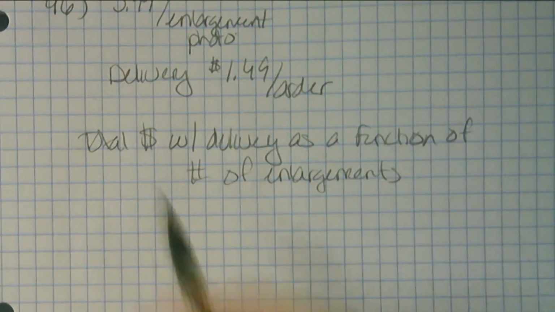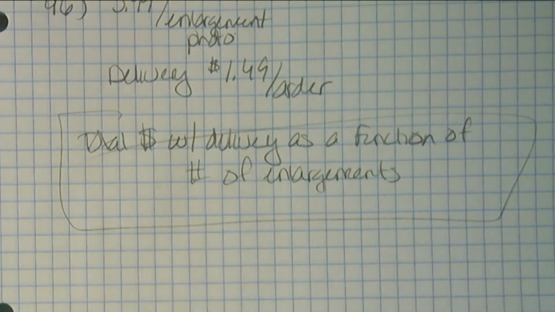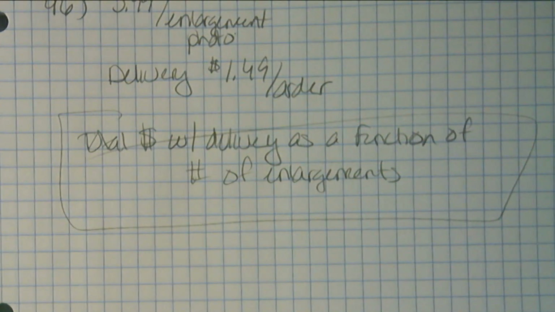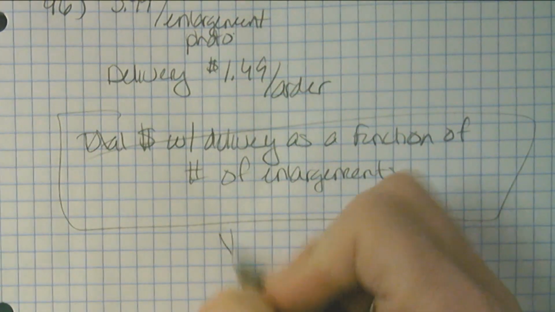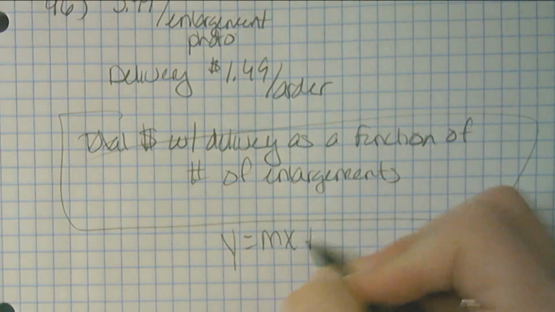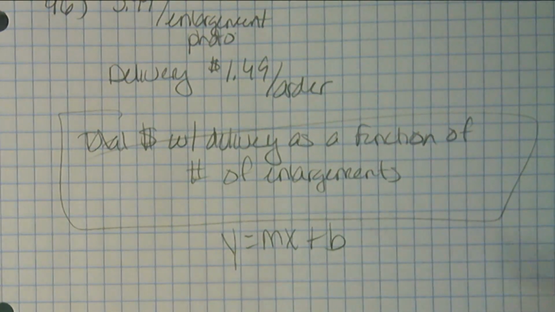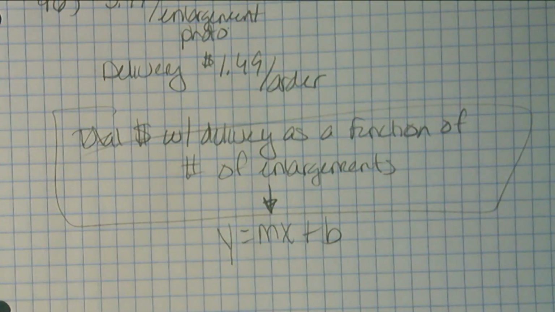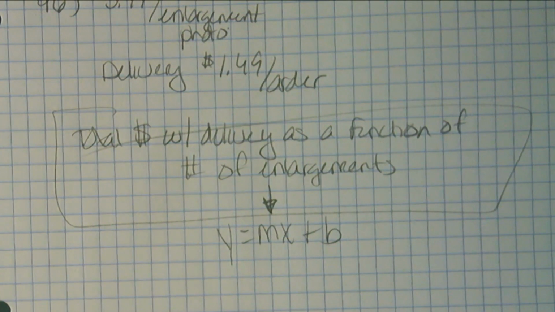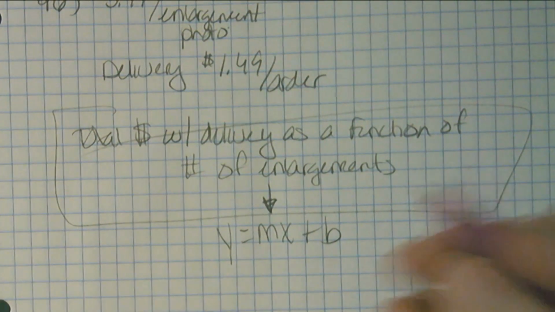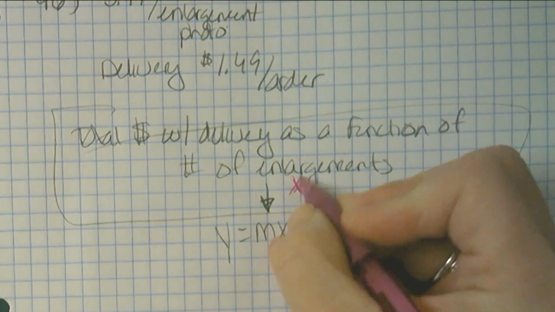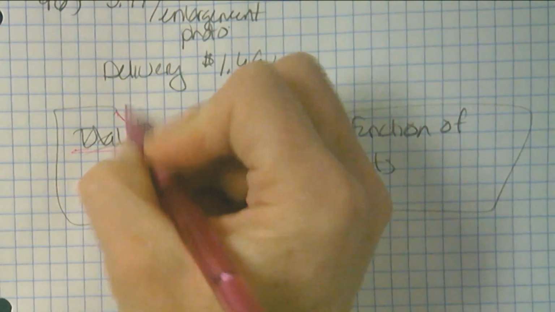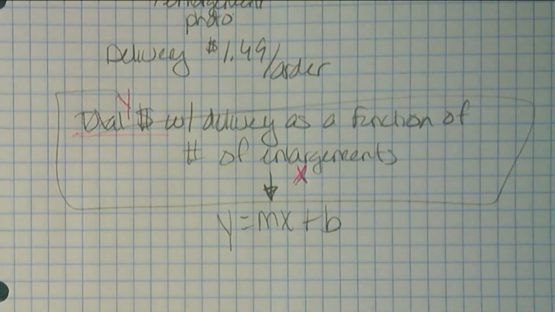All right, remember, when you have this phrase, you're super awesome that you have that phrase. Because first of all, that says we want slope-intercept form, y equals mx plus b. That's the first thing this phrase tells us. This also indicates what x and y stand for. Remember, y as a function of x. So x is my number of enlargements, y is the total cost with delivery.